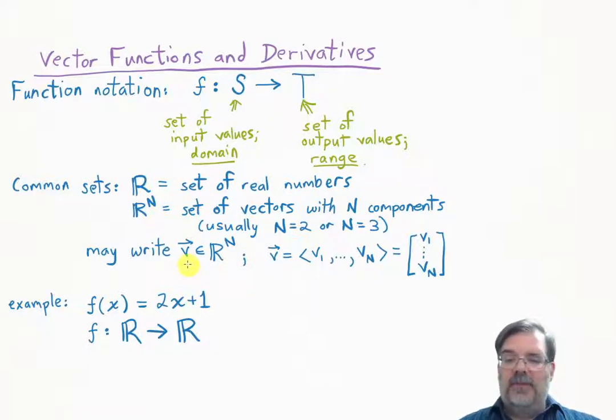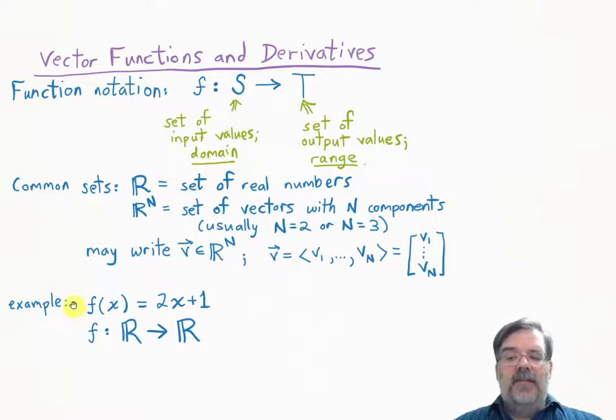We might also sometimes use this notation. We might write the vector v is in the set R^n, which means that v is a vector which has n components. Sometimes we may write this using angle brackets and writing the elements horizontally. Or we might use square brackets and write the elements vertically. But in either case, we think of both these notations as representing a vector with n elements.